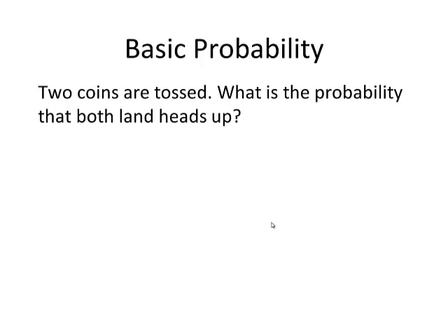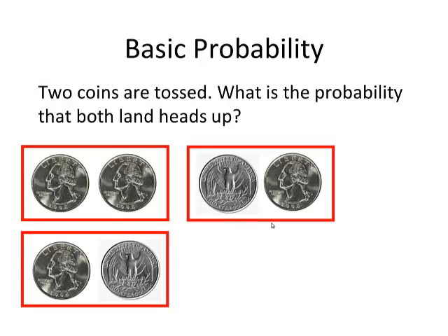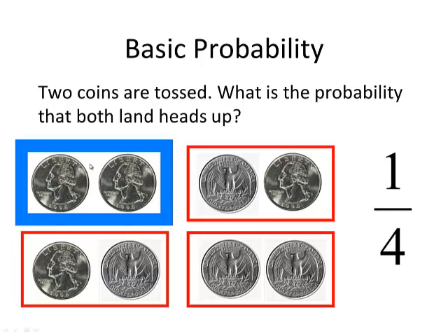Two coins are tossed. What is the probability that both are heads up? First, we're going to think about our sample space. We can have heads, heads; heads, tails; tails, heads; and tails, tails. This is my sample space, and there are 4. And the one that I want is heads and heads, so it's 1 out of 4.